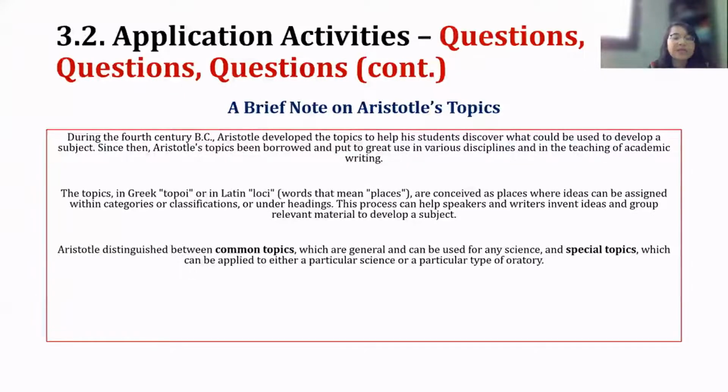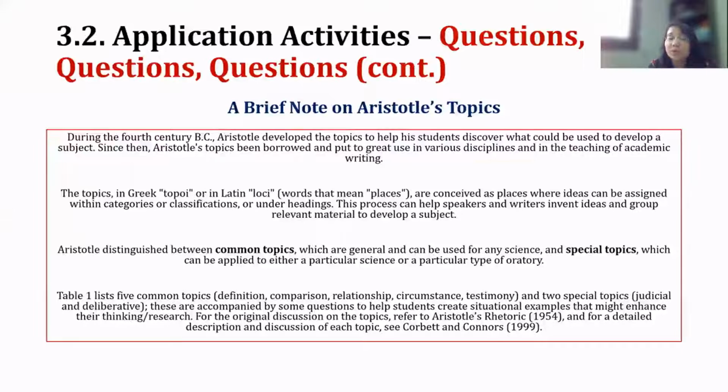Aristotle distinguished between common topics, which are general and can be used for any science, and special topics, which can be applied to either a particular science or a particular type of oratory. So the list of the topics of Aristotle can be divided into two: common topics, which are applicable to any fields, any topics, any issues. So be it you're from education background or law background or any other study programs, you may use that. But for special topics, they are only applicable for certain or particular types of science.